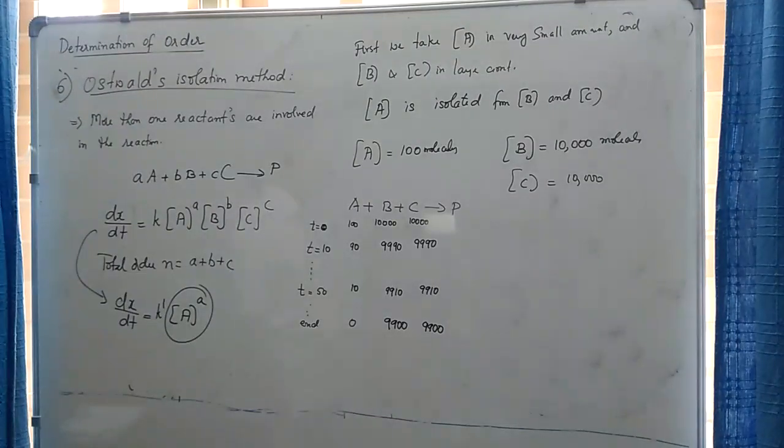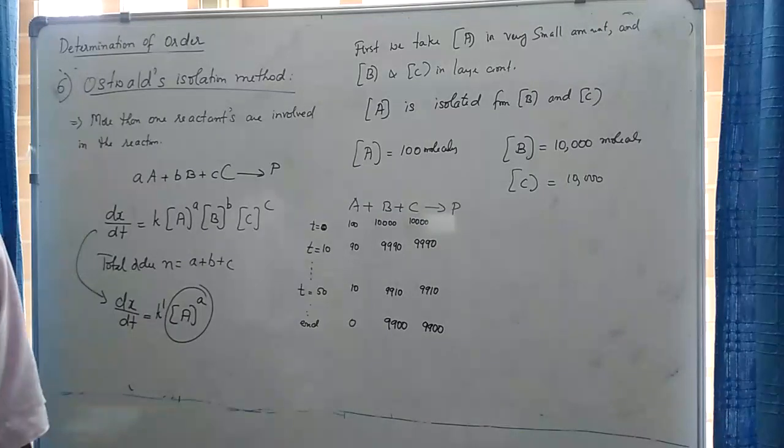In the third step, you find out the order of the reaction with respect to C by isolating reactant C from reactants A and B. That is, take C in less amount whereas A and B in excess amount. Again, by using any one of the 5 methods, find out the order. Add the 3 orders a plus b plus c, that would give the total order of the reaction.